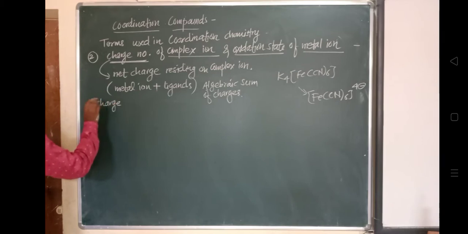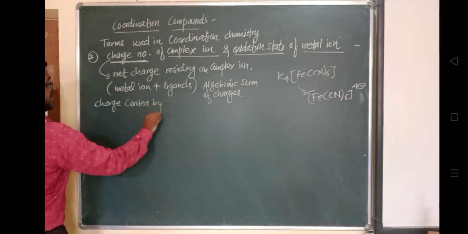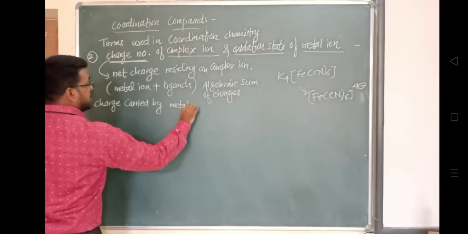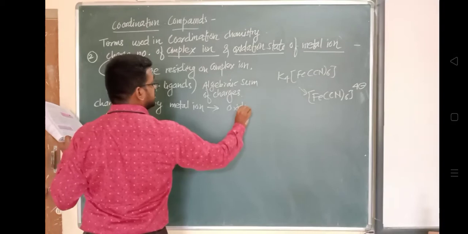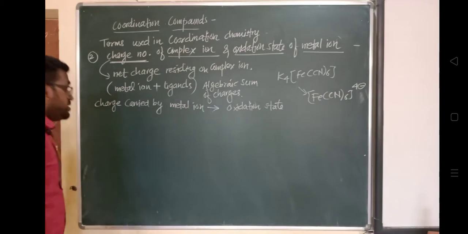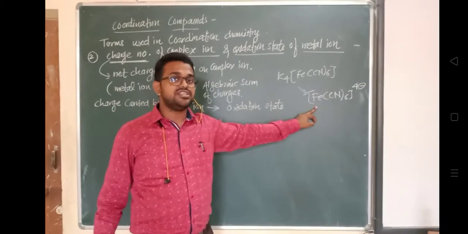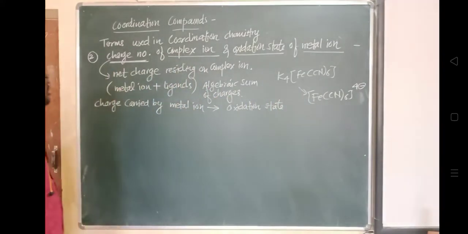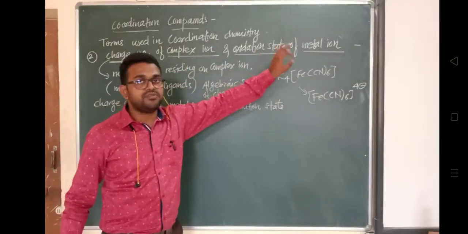So once again, charge number of complex ion, we know that the complex ion consists of the central metal ion and the ligand. इन दोनों को कंबाइन करने के बाद जो algebraic sum of charges आ रहा है, that represents the charge number of a complex ion, and the charge which is present over the central metal ion represents the oxidation state of that metal ion. So these are the two terms actually which, in the second category, we have studied.